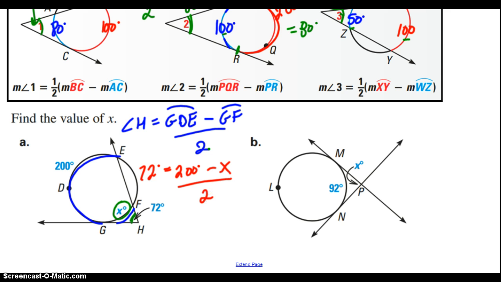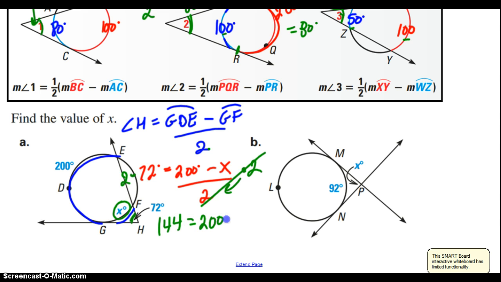Now, to solve this equation, we have to get that divided by 2 away from that side of our equation. How do we do that? Well, remember inverse operations. The opposite of divided by 2 is multiplying by 2. So I'll multiply both sides by 2. Okay. The divide by 2 and times 2 will cancel out. I'll be left with 144 equals 200 minus x. At that point, it's not too much more work to solve and find that x equals 56 degrees.